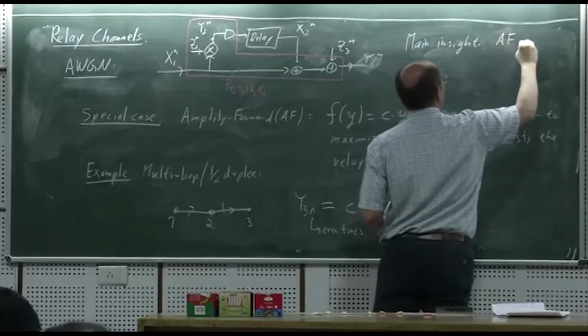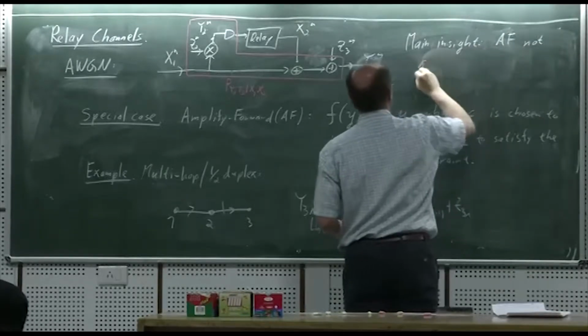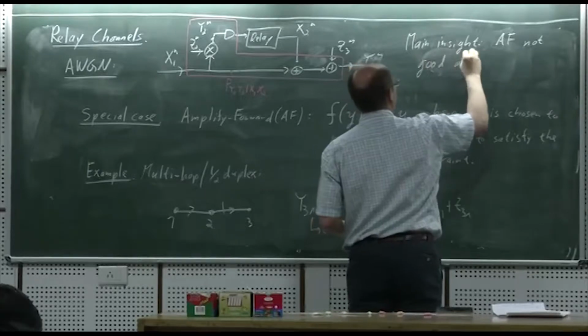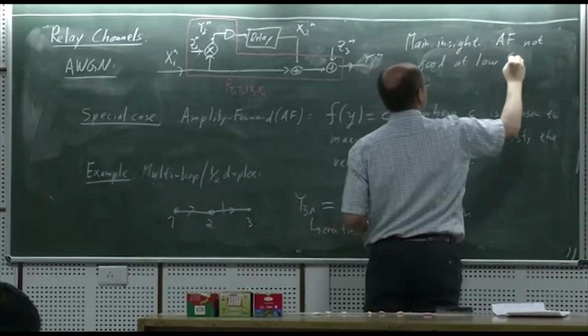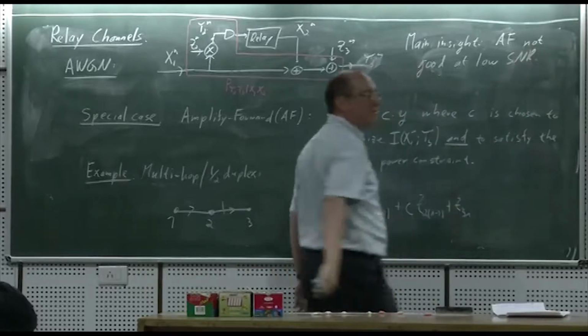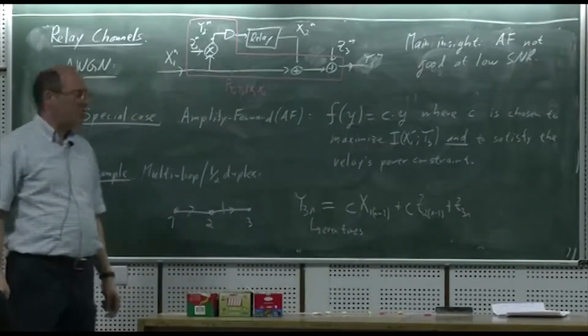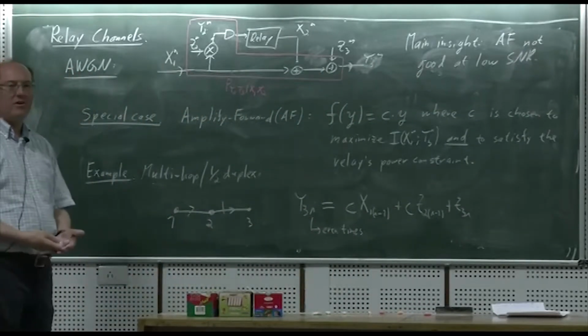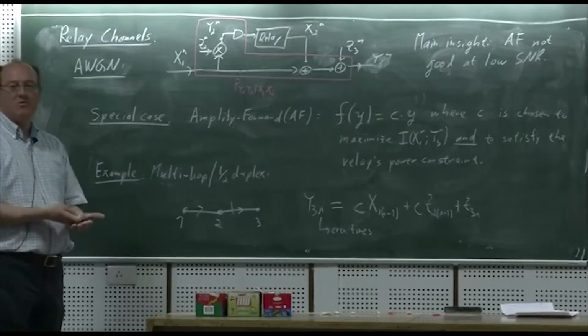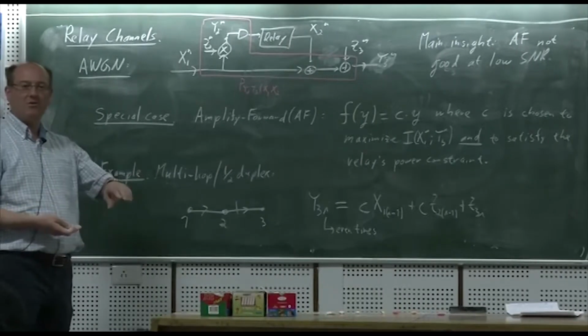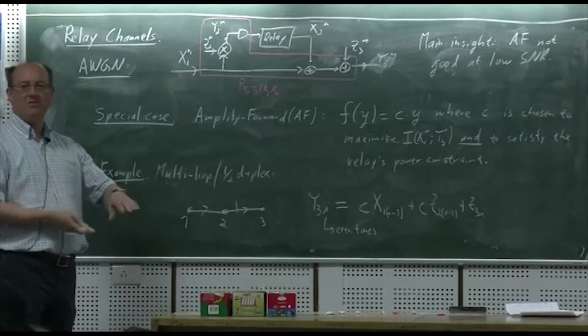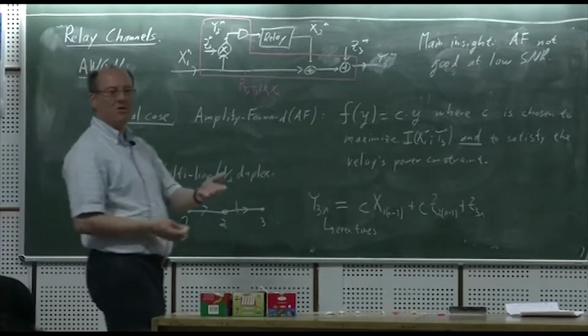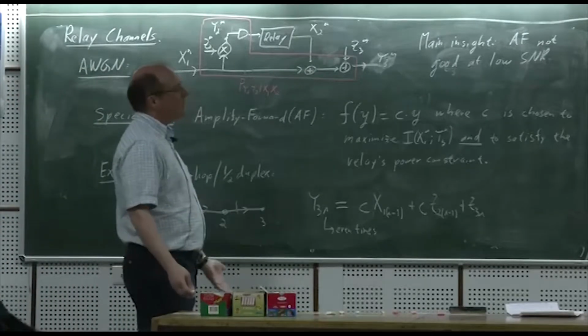Okay, main insight: AF is not very good at low SNR, and it might be reasonable at high SNR. Now the problem is for most devices that are cheap, like relays, you will have relatively low SNR because you don't want them to become active devices. They might just be reflecting, they might be cheap devices, and so on. So how can we improve this?